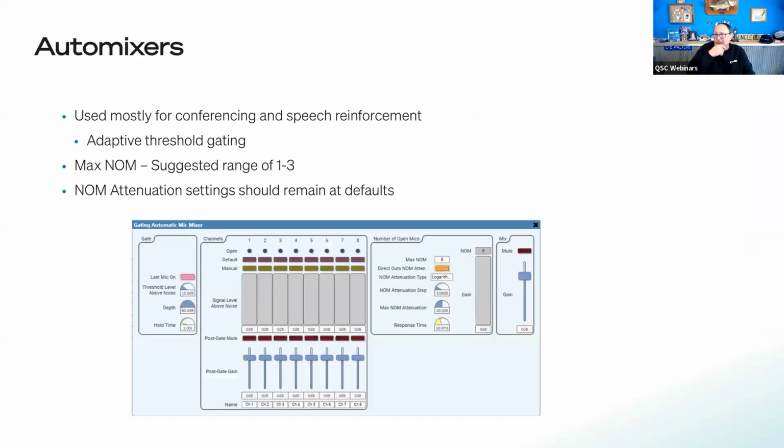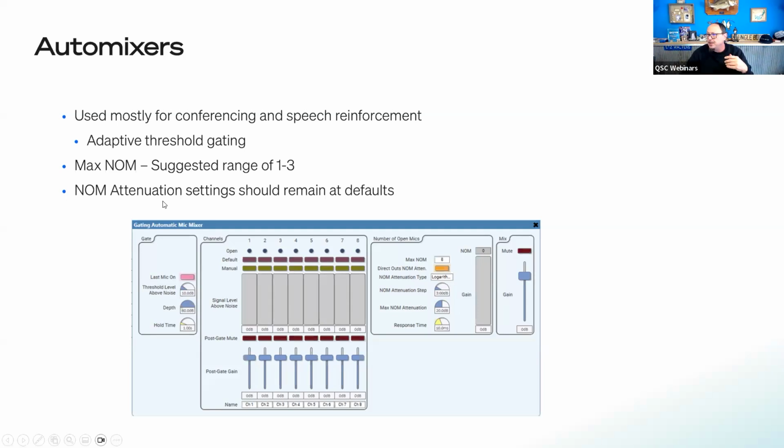All right. Auto mixers are used mostly for conferencing and speech reinforcement. They have adaptive threshold gating. The maximum number of open mics, or the NOM, is a suggested range between 1 and 3. And I love this because Matt Gray, one of our engineers, says, if you have more than 3 people talking in a meeting, then you've got an argument. And really, how do you mic an argument, right? So even with a large room with a lot of microphones, I don't care if it's a 40-foot boardroom table with 30 mics on it, you still only really want about 3 mics open at one time. So that's just something to remember there.